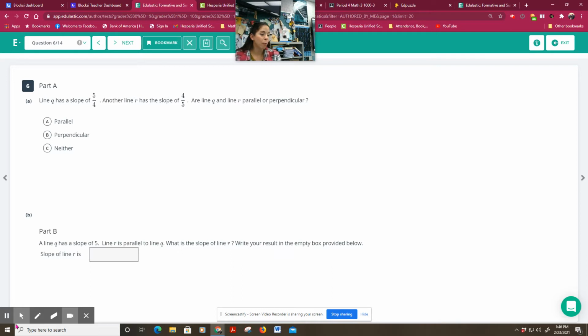Number 6 has 2 parts. The first part is line Q has a slope of 5/4. Another line R has a slope of 4/5.